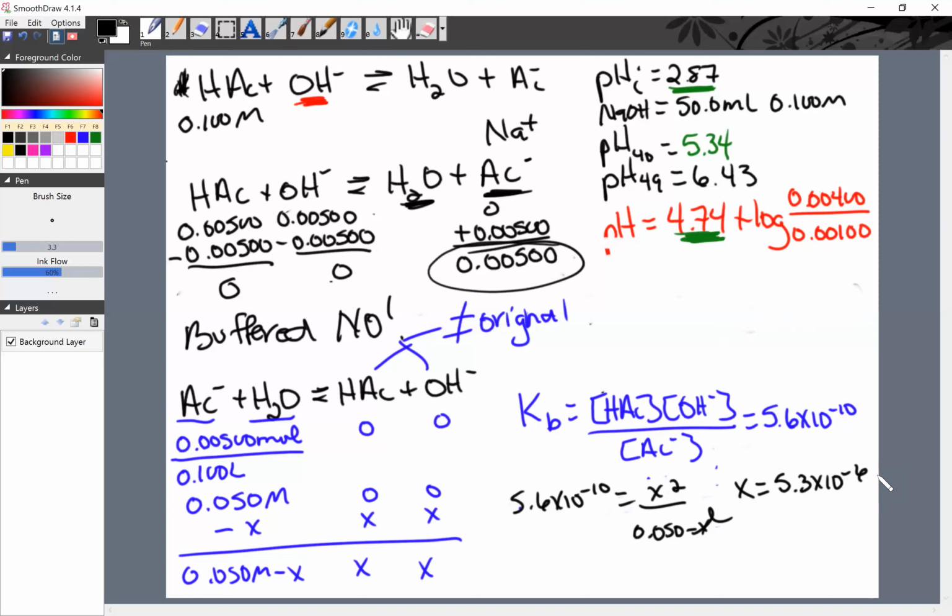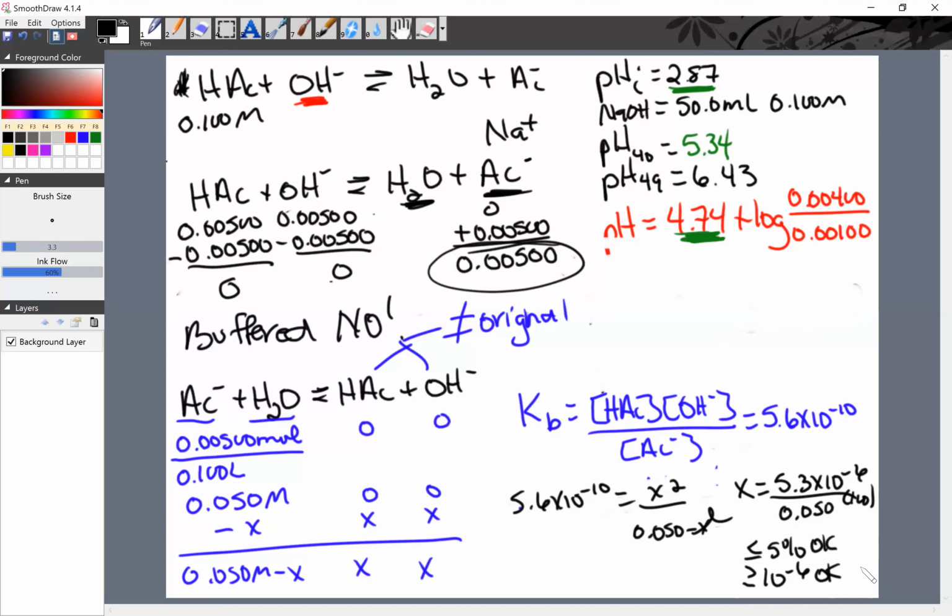Excellent. Okay, but I can't use this number if I don't check it. So I'm going to divide it by 0.05, multiply it by 100, and guess what? It is very valid. And I'm just barely squeaking by being able to ignore water. Okay, so this number is okay.